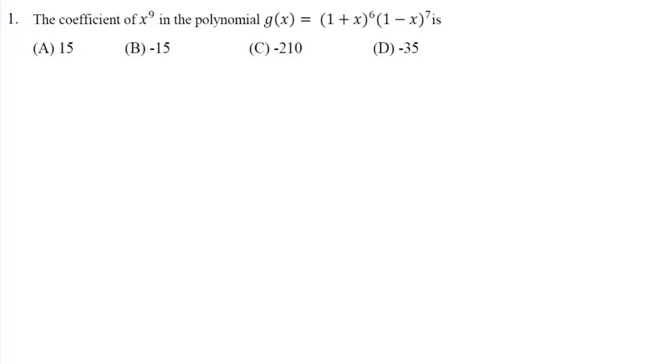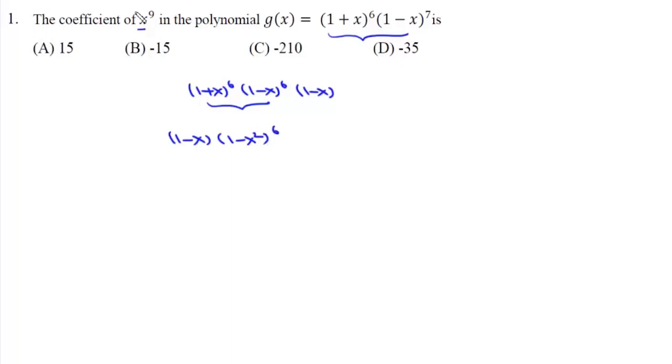Today we'll discuss ISI's MSQMS 2021 paper, and the first question is the coefficient of x to the power 9 in the polynomial (1 + x^6)(1 - x^7). Now what we'll do is we can rewrite this as (1 + x^6)(1 - x^6)(1 - x), and this is a plus b into a minus b. So we'll write this as (1 - x^2)^6 into (1 - x).